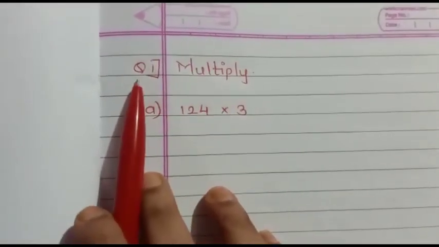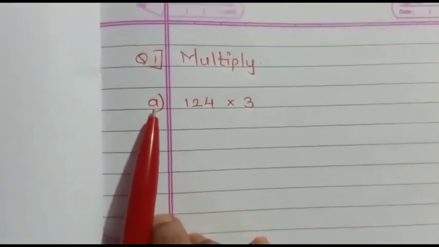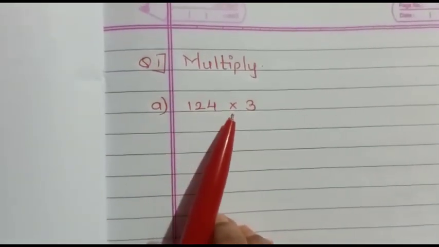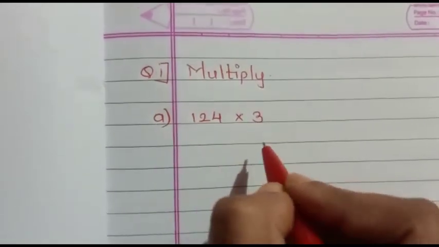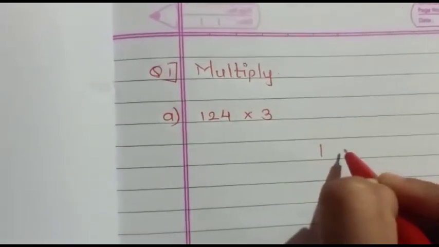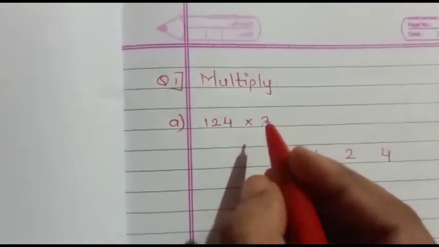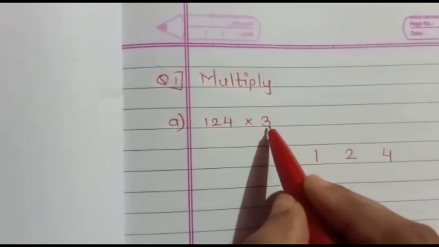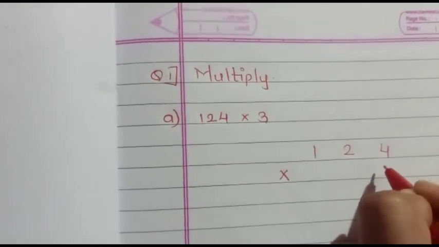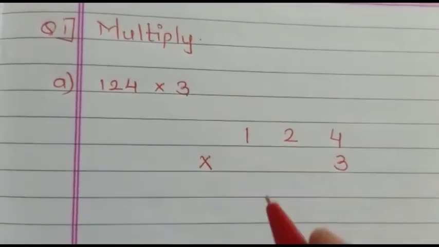Now students, you are supposed to write in your notebook in this way: question number 1, multiply. A1 is 124 multiplied by 3. Now how to solve this sum? First you will write this number, 124, then you give your sign of multiplication. The next number is 3, so you will write it at the units place.